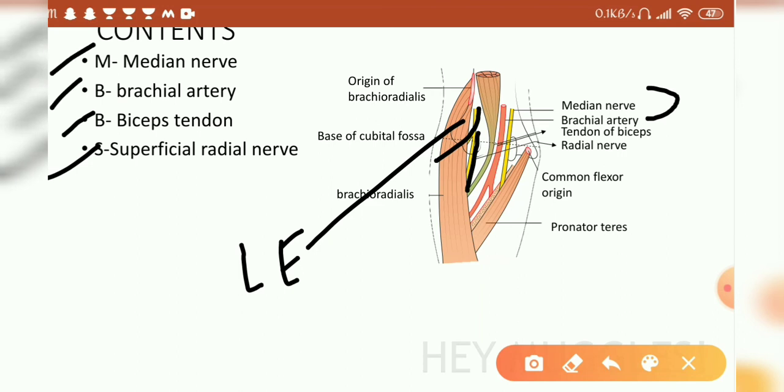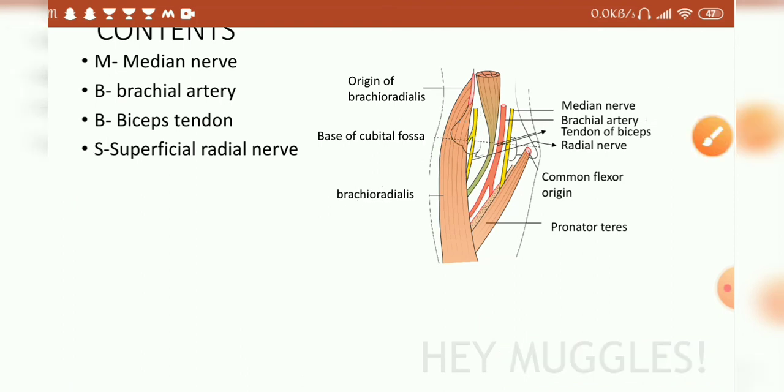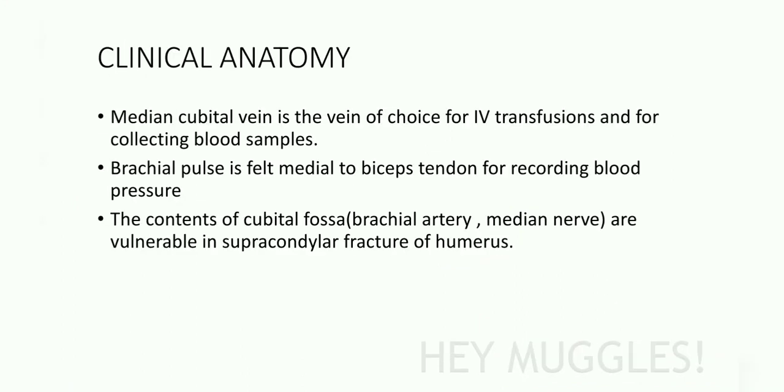Is it clear to all of you? The contents of cubital fossa is clear to all of you? Okay. So let's move further and see the clinical anatomy of your cubital fossa. Coming to the clinical correlations of cubital fossa. Right. So the median cubital vein in the cubital fossa is the vein of choice for collecting blood samples and giving IV transfusions. Right. The median cubital vein, which connects cephalic and basilic vein, is used for collecting blood samples and IV transfusions. If you have undergone any blood test, you might have seen the nurse taking the blood out from your median cubital vein.